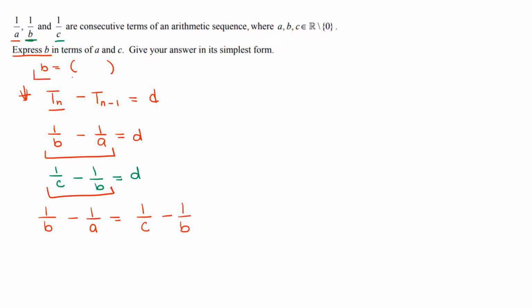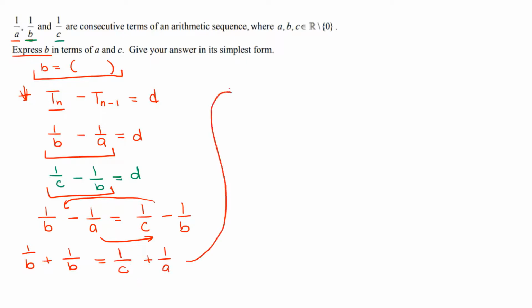And it's our job to get the b on one side by itself, guys. So how about we bring all the b's onto this side, and all the ones that aren't b's over to the other side. The minus 1 over b becomes a plus 1 over b, so we have 1 over b plus 1 over b. And then we'll have 1 over c, and the minus 1 over a becomes a plus 1 over a. The left-hand side, 1 over b plus 1 over b, is just going to be 2 over b, and then 1 over c plus 1 over a.